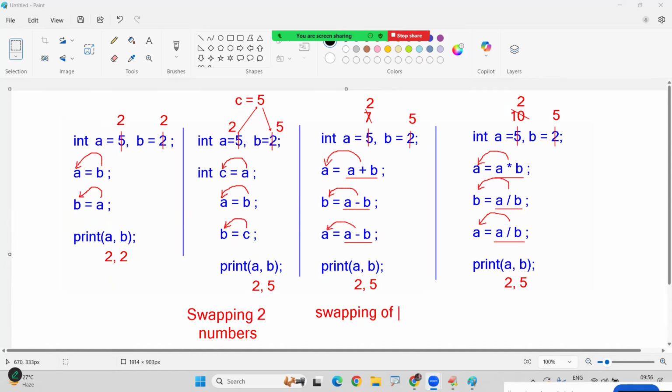Swapping of two numbers without using a third variable, an extra variable. Okay. So please modify what you have written. If you got the same outputs, happy.